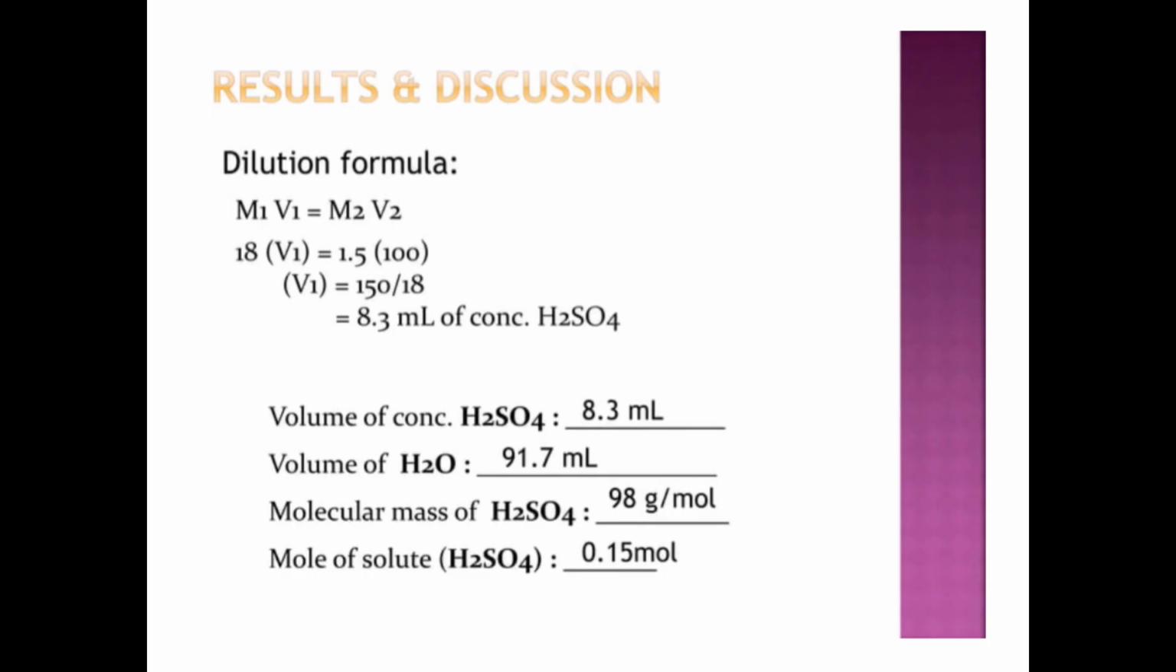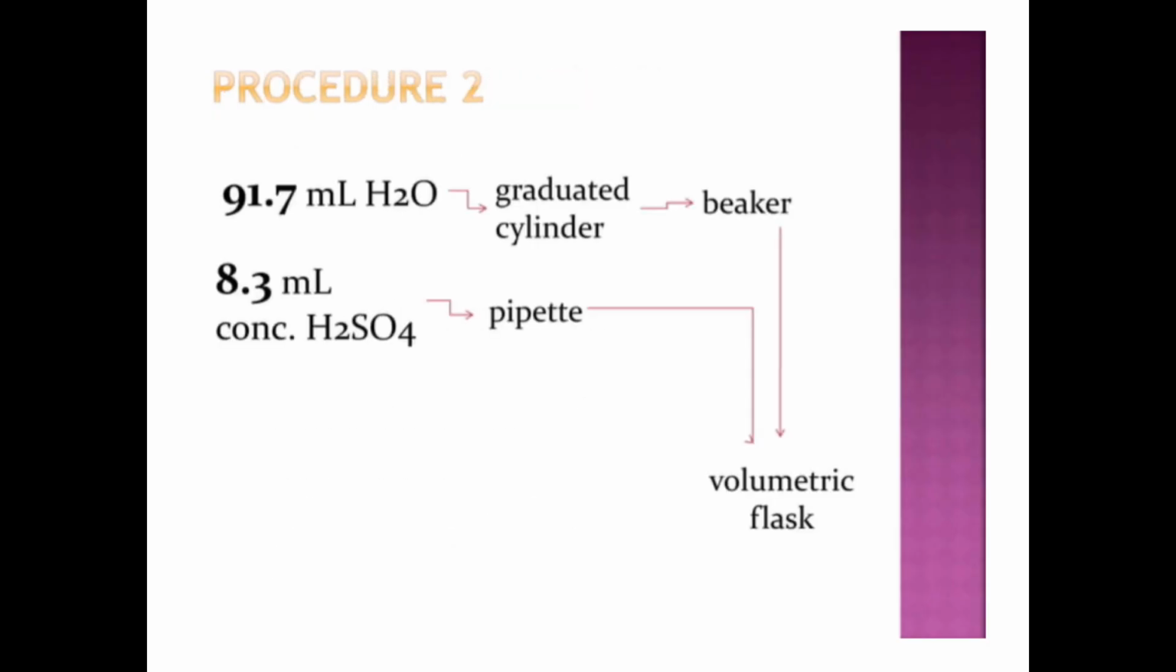91.7 ml. Then the molecular mass of H2SO4 is 98 gram per mole. And then the mole of the solute will be the concentration over volume. After that, you follow the normal procedure that we have highlighted the other time.